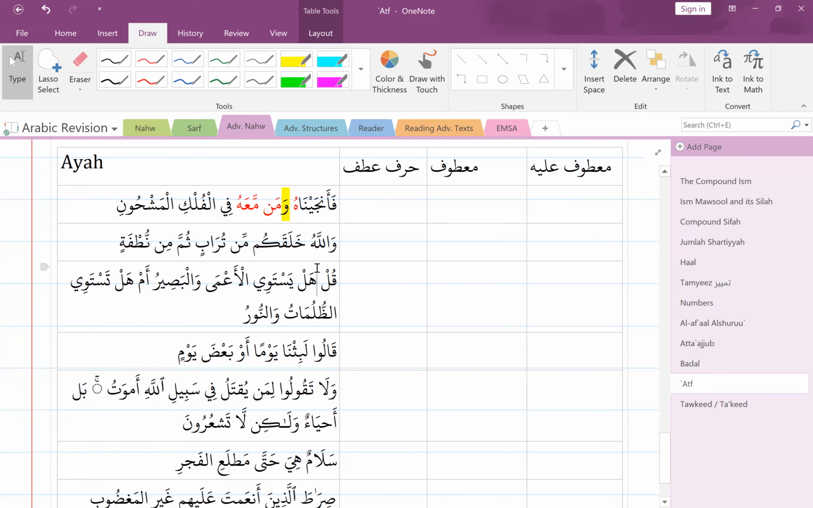Actually, with harf atf, I think something should come before it, it should not be at the start of the sentence. Yes, right, that's the thing. Because it has to connect one thing to another. So if there's nothing before, then you cannot connect.